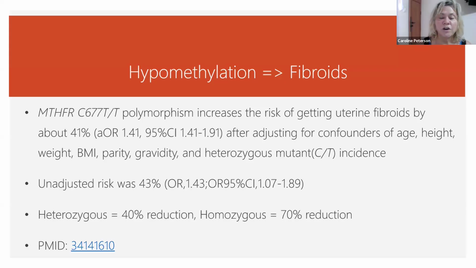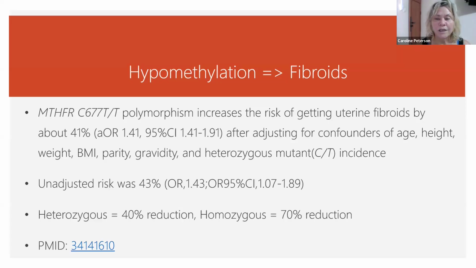When they controlled for confounders, the ones that I mentioned, age, height, weight, BMI, parity, gravity, and also the heterozygous mutant, that went down to 41%. And so what that tells us is that those are almost the same. And so it tells us that this SNP, whether it is heterozygous or homozygous, is pretty strong at promoting fibroids.